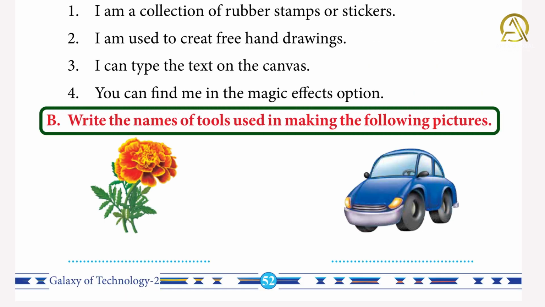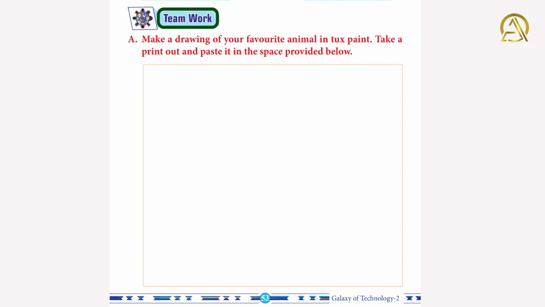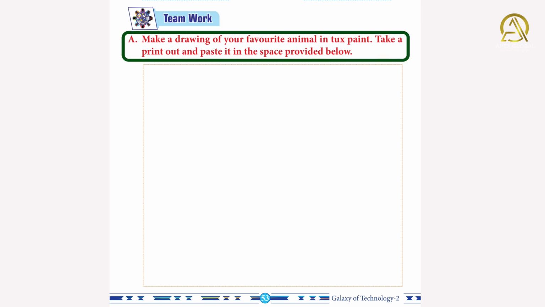B. Write the name of tools used in making the following pictures. 1. Magic tool. 2. Magic tool. 3. Shape tool. 4. Shape tool. Teamwork. A. Make a drawing of your favorite animal in Tux Paint. Take a printout and paste it in the space provided below. Answer. Do it yourself.